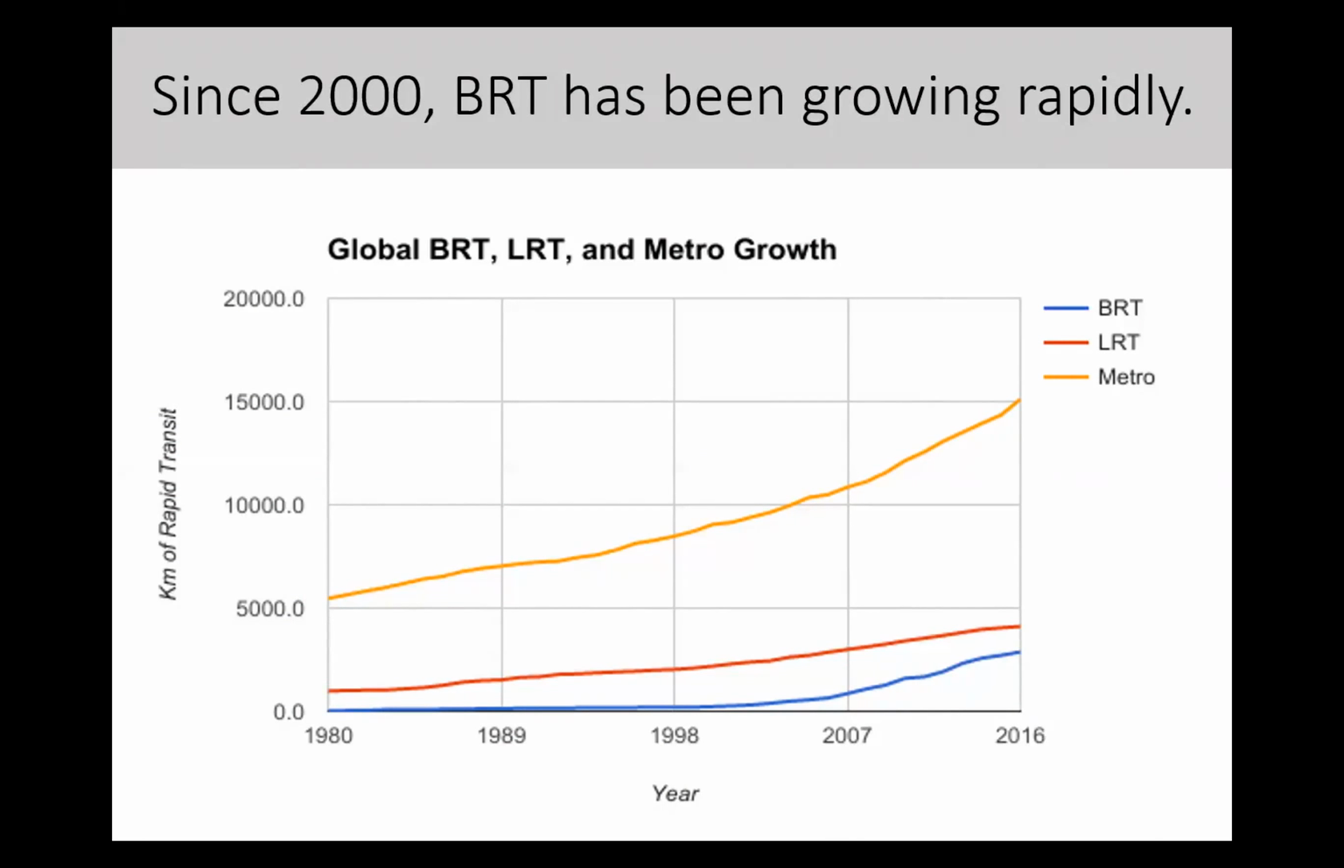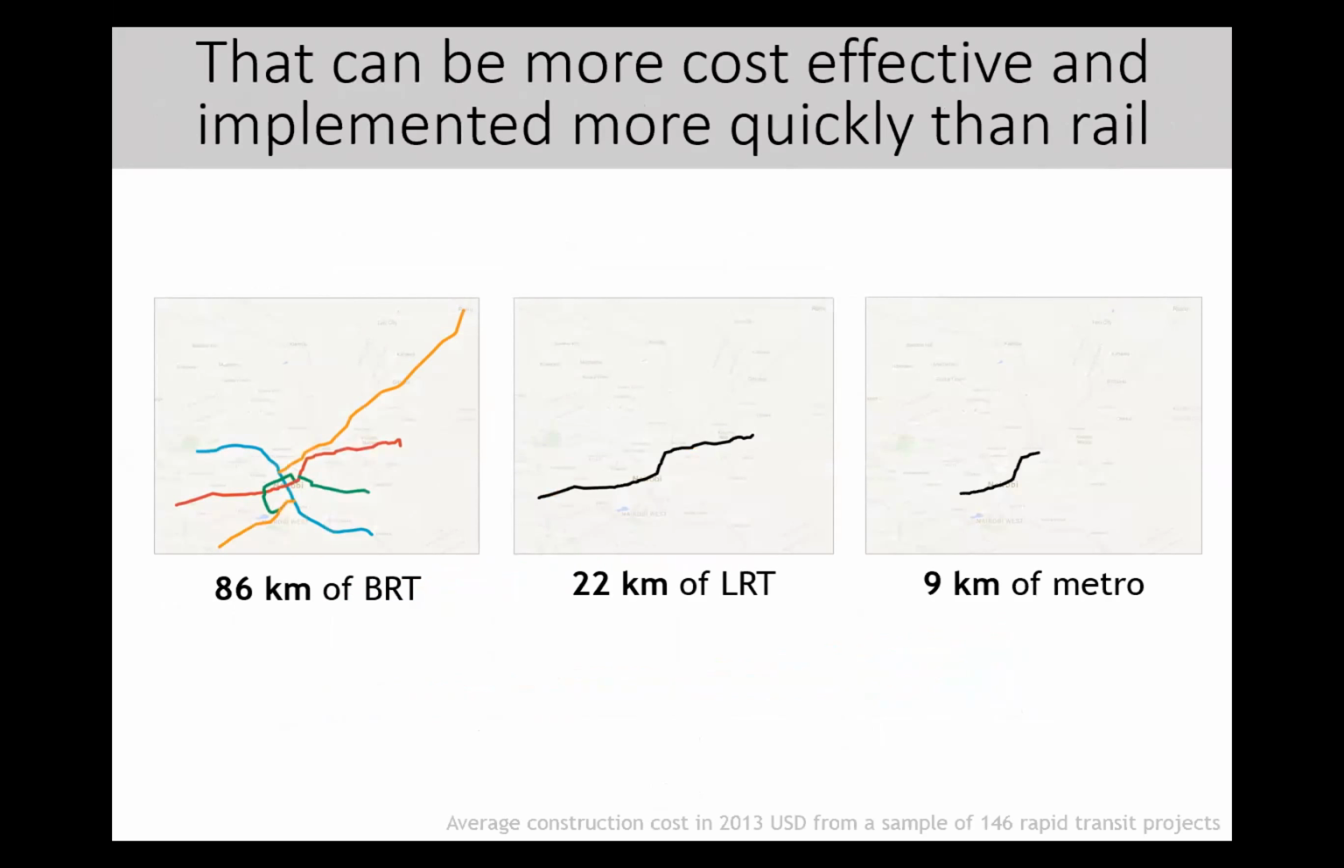Since 2000, we see BRT has been growing rapidly as a viable and feasible and implemented public transport choice. And it's partly because it's more cost effective and can be implemented more quickly than rail. So this is a schematic of how much you could purchase for construction costs based on different types of rapid transit projects. And this is based on average construction costs in 2013 USD from a sample of 146 rapid transit projects. So this is just an average, but it gives you a sense that BRT is more cost effective.